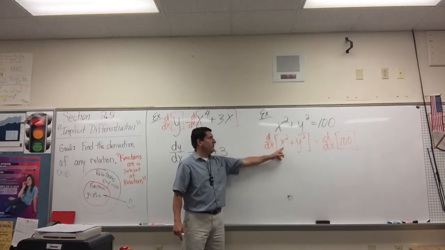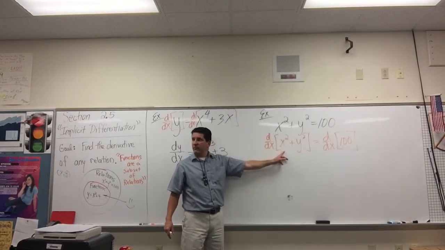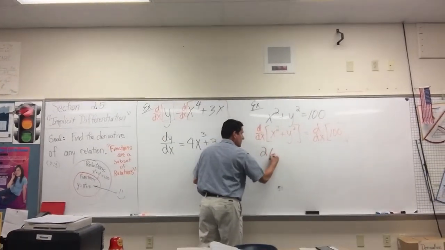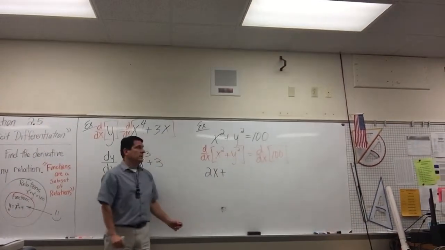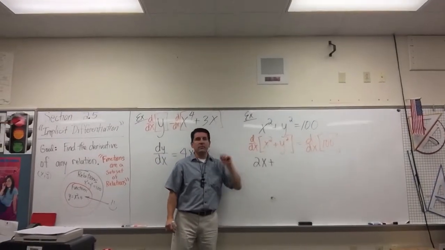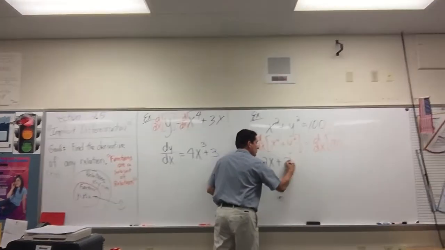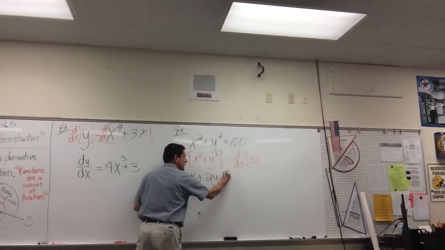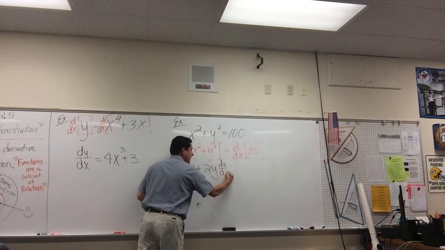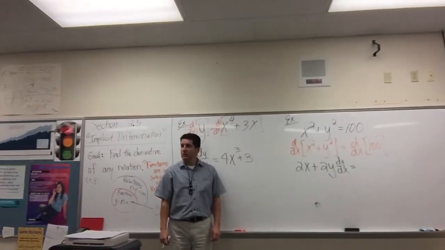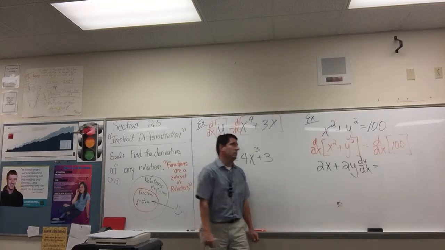We already did those two. So the derivative of the first one. So what's the derivative of x squared? 2x. What's the derivative of y squared? 2y multiplied by dy dx is equal to 0.